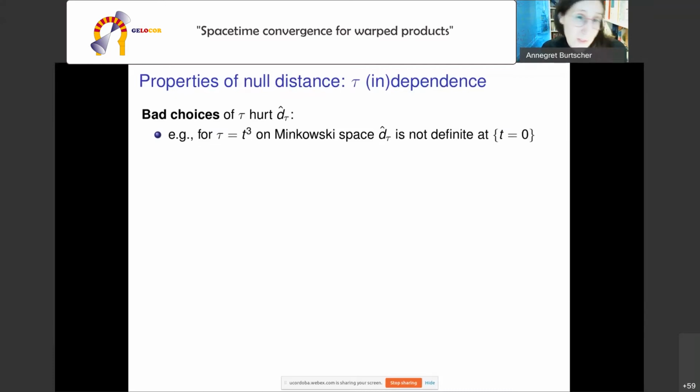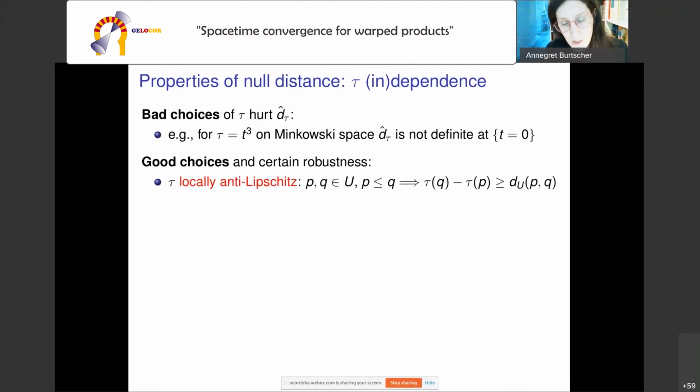However, that's a bad choice, but how can you actually pick a good time function? Well, there are several cases that have already been studied, and so I want to say a little bit about that. So the first argument that I already said before is that you pick a time function that's locally anti-Lipschitz. So if you have two points that are causally related, then the difference in the time should be bounded from below by some kind of a distance on an open set. This is what the term local means. If it's global, of course, I would leave out that set U.